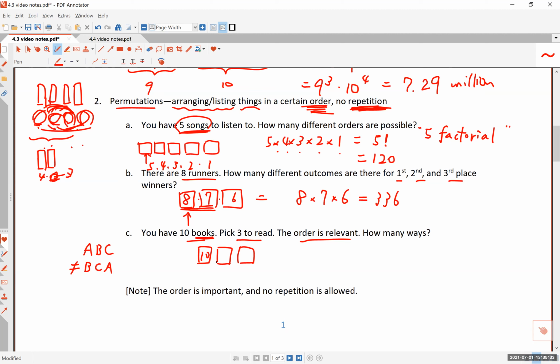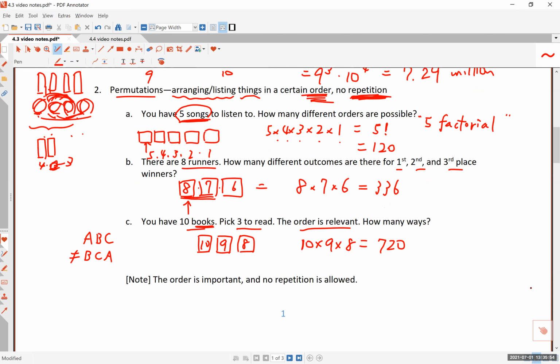And under the assumption that repetition is not allowed, you have 9 books to choose from for your second, 8 for the third. And so the answer is 10 times 9 times 8, and that's 720. So there are 10 to choose from for the first, and then 9 left to choose from for the second, and so on. And the answer is the product of these 3 numbers, and the answer is 720.